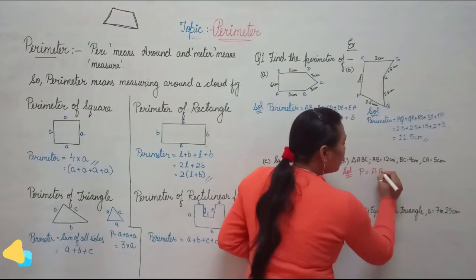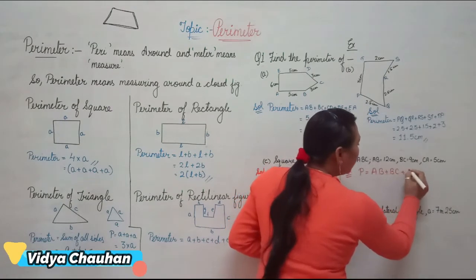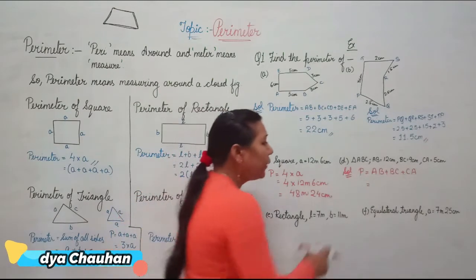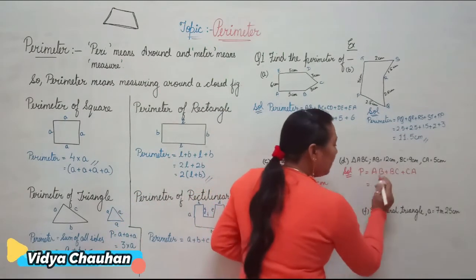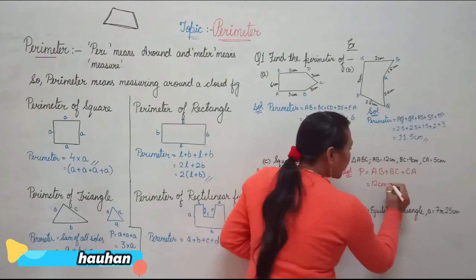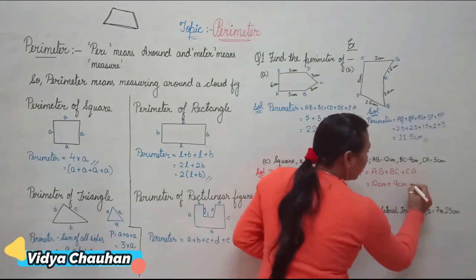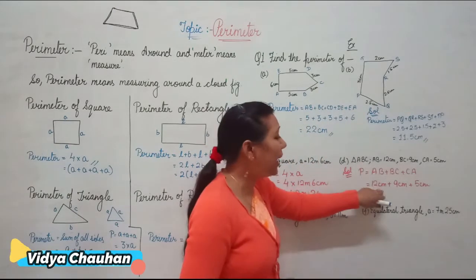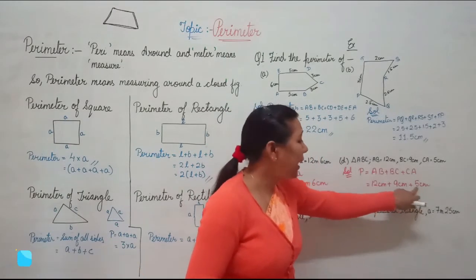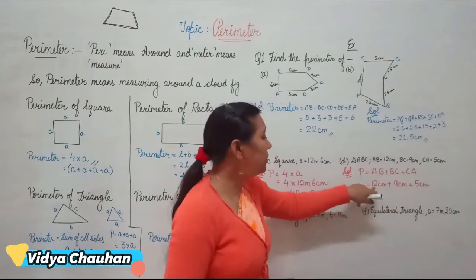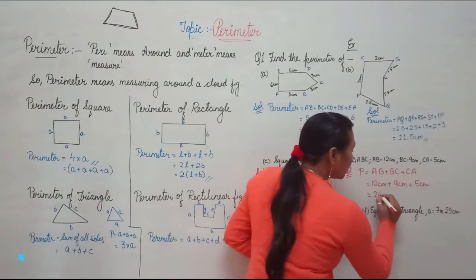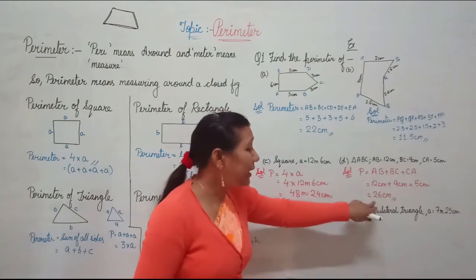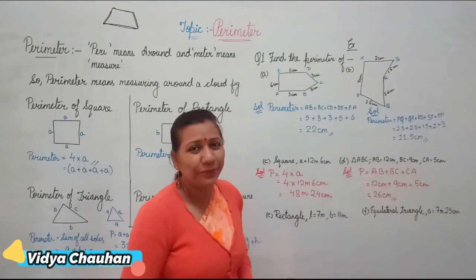So perimeter is equal to AB plus BC plus CA. That means the sum of the 3 sides. What is the measure of the first side? AB 12 centimeter, BC 9 centimeter and CA 5 centimeter. In the next step, what will we do? We will add all the 3 sides. 9 plus 5, 14. 14 plus 12, 26 centimeter. So the perimeter of this given triangle is 26 centimeter.